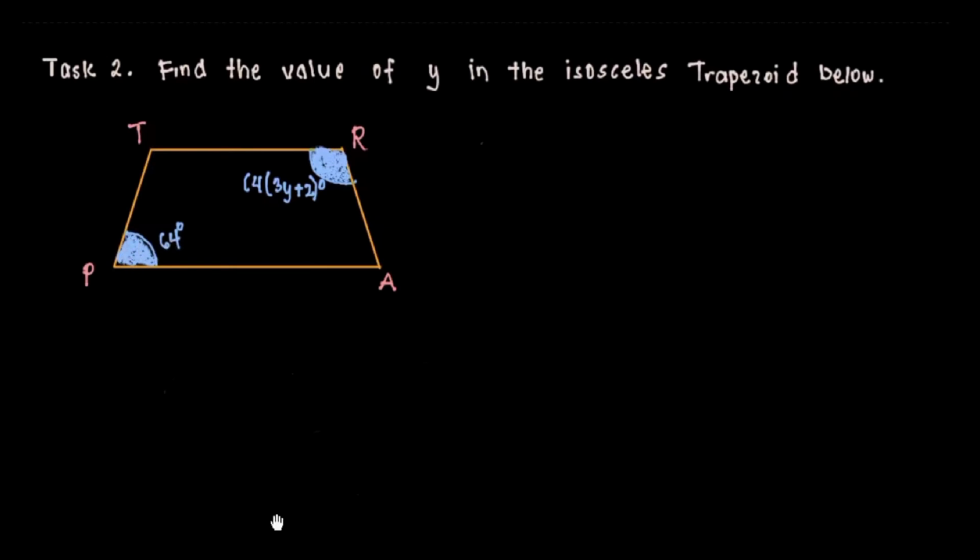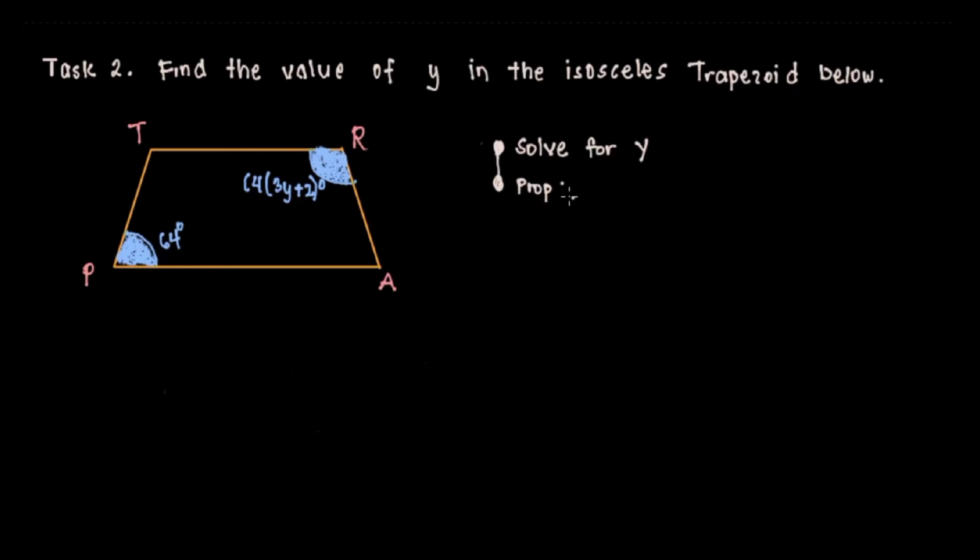Kanina napag-aralan natin yung mga properties ng isosceles trapezoid, and we have to give an angle P and angle R. To be able to solve for the value of y, feel free to pause this video and balikan nyo yung property na yun. And now, let us use this property.